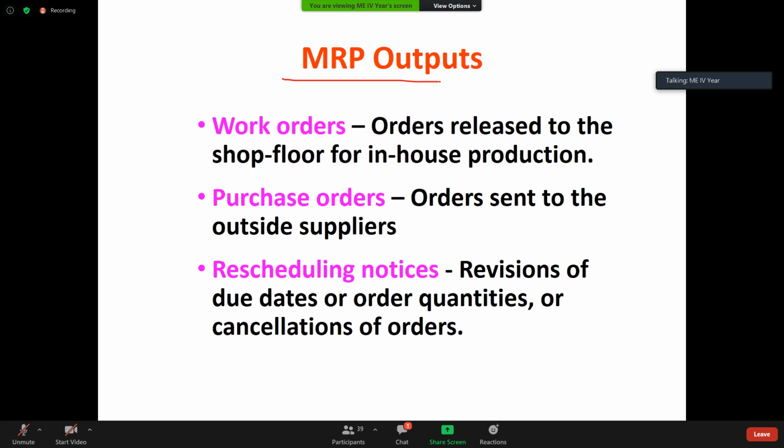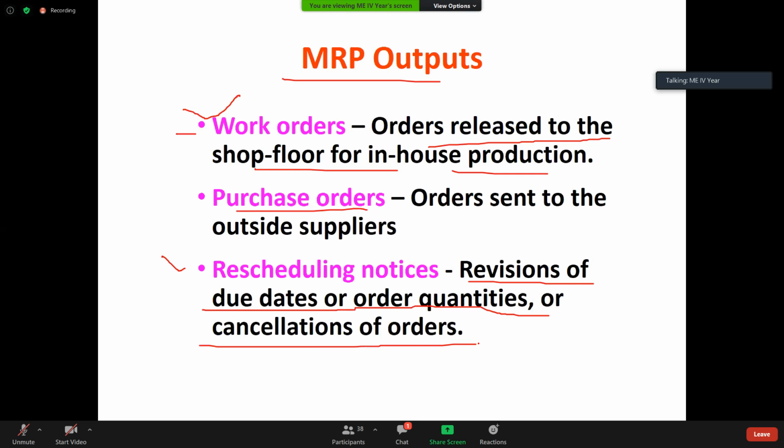MRP outputs. MRP outputs are work orders, as I said, orders released to the shop floor. This I already discussed. Whatever you want to get done from outside, you have to release a purchase order. Whatever you want to get done in-house, you have to release work orders. Then rescheduling notices: revisions of due dates, order quantities, or cancellation orders.